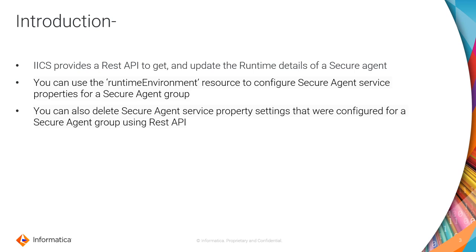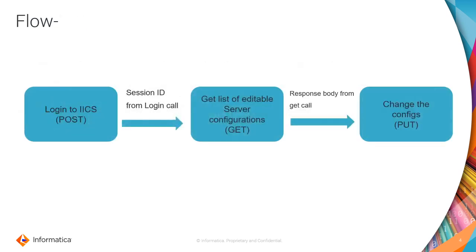This also provides the feasibility to enable and disable IICS services and connectors in the Secure Agent group. In this video, we will concentrate on how to configure Secure Agent service properties for a particular Secure Agent group. We will just go through the flow first. Basically, in this process, we need to do a login call, which is a post call. You will just have to provide your username and password and do a login call. From the generated session ID, you will do the next get call, which will be the call for getting the list of editable server configurations.